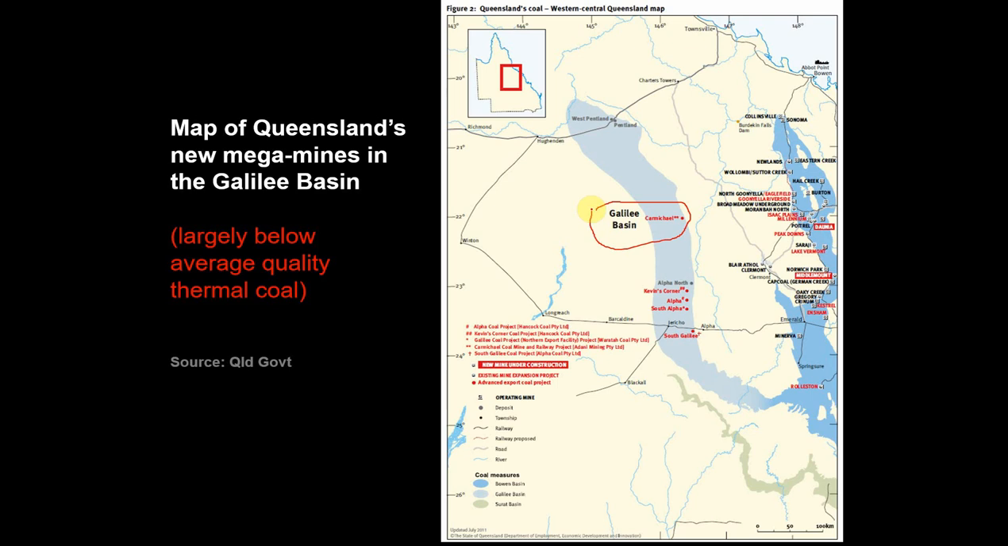Then in the last decade, there have been several mega mines that have been proposed out in the Galilee Basin. The most famous one has been the Adani proposal for the Carmichael mine, but there's also several others. Alpha, Kevin's Corner are two that have been proposed, a number of others as well. So none of those mines have proceeded at this stage.